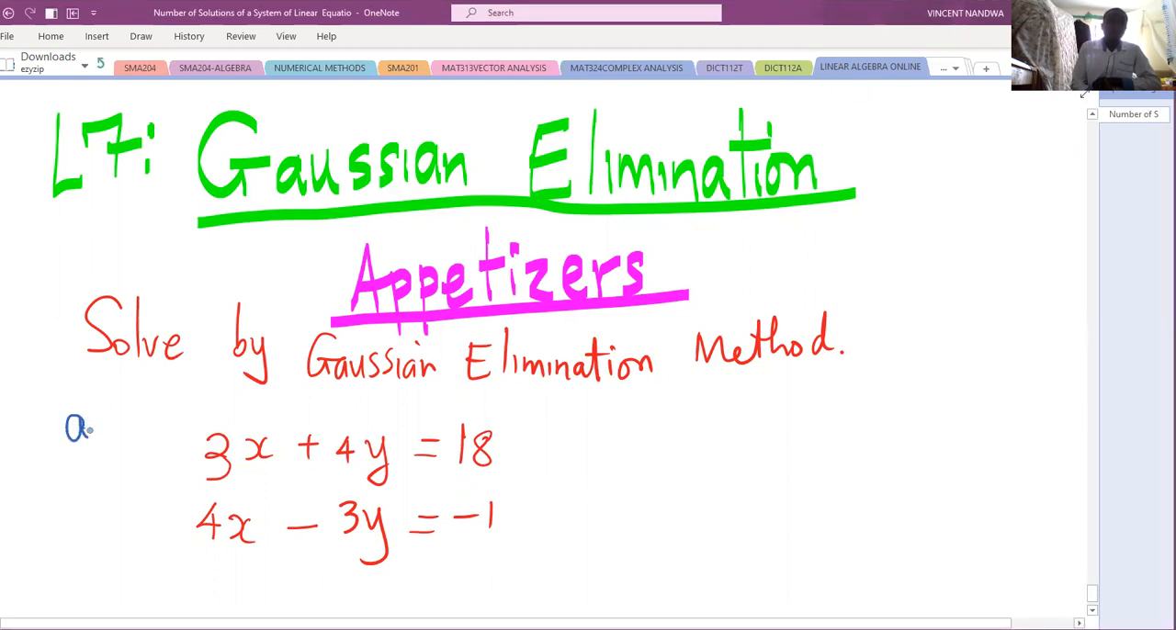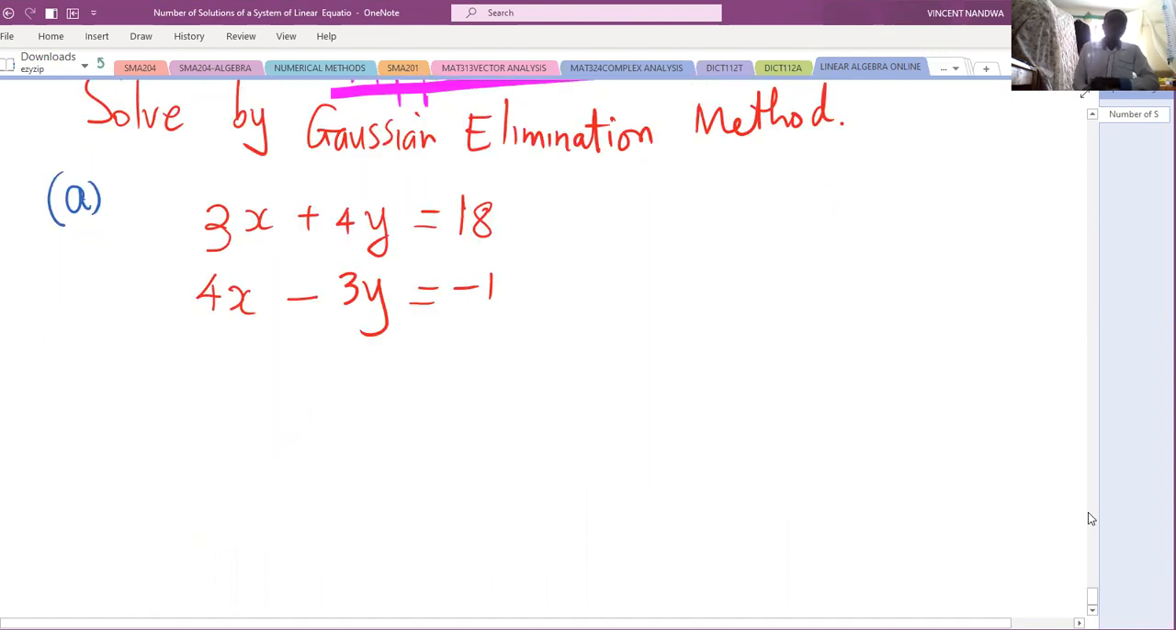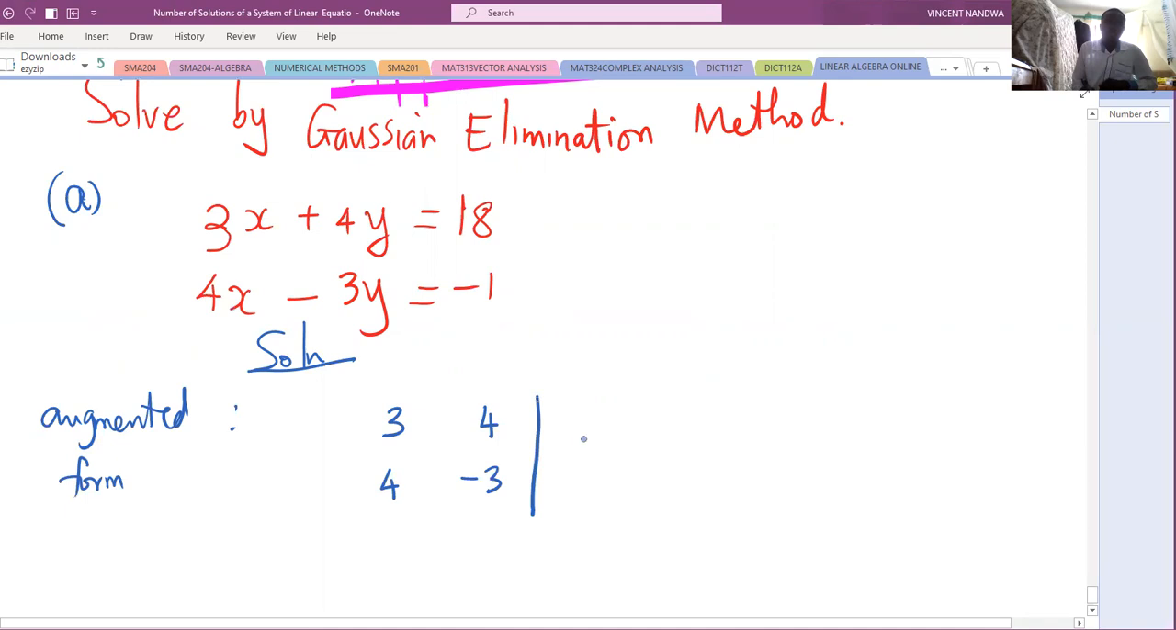To solve the system 3x plus 4y equals 18, 4x minus 3y equals -1 by Gaussian elimination. So, solution. The first step was to rearrange the system in augmented form. And you see this one is very easy to see. The augmented form is given by 3, 4, 4, minus 3, and then 18, and then -1. So this is step 1.